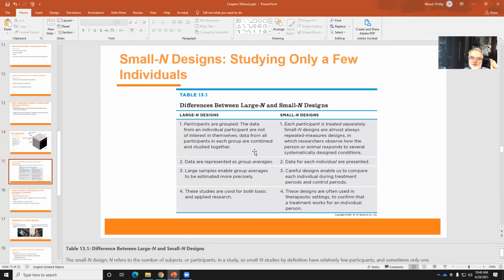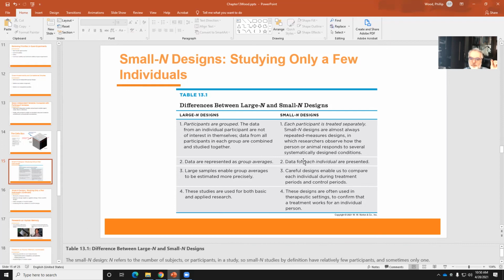So to return to her discussion of this, in large N designs, we have lots and lots of people, and we're going to combine all of the data from each person into each group and look at group averages. Large samples are going to give us a lot of precision. And you can use these studies in both basic and applied research. In small N designs, you're looking at one person. And almost always, as in the data box, you're looking at a repeated measures design. You're testing this single person or small group of people across multiple measurement occasions.